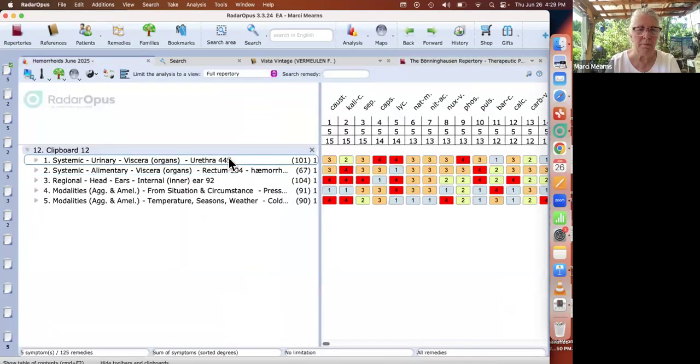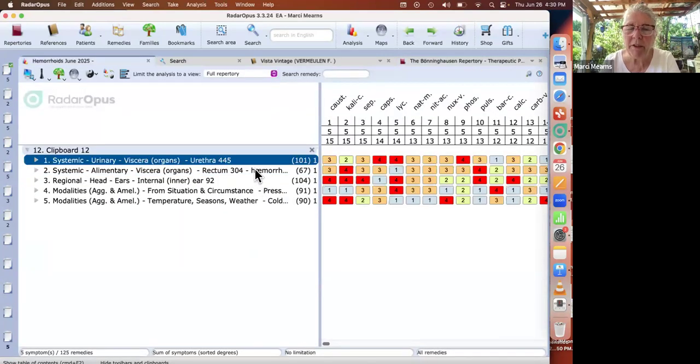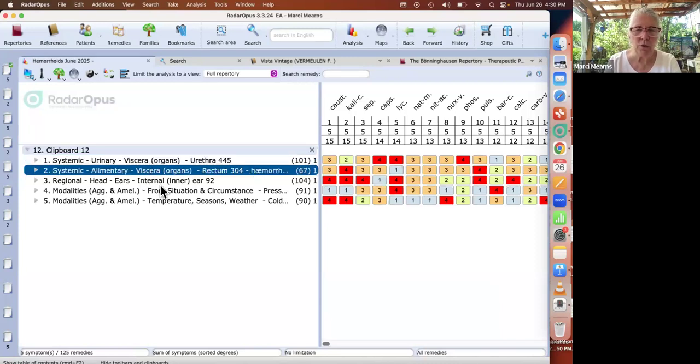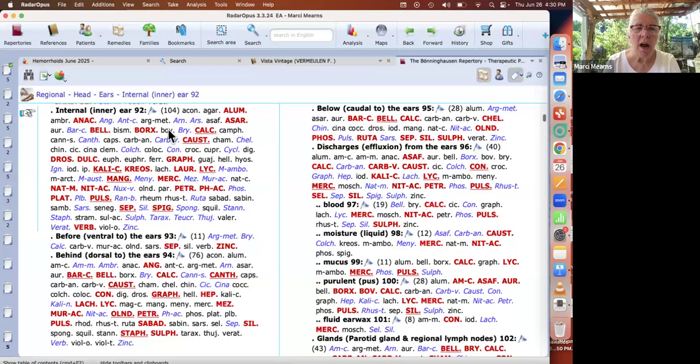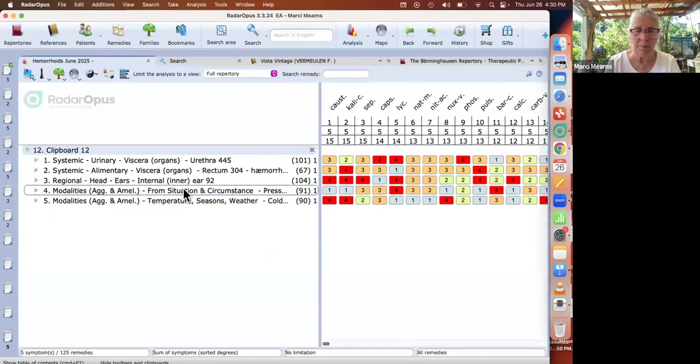All right, so we have the urethra covered. We have the rectum covered. Again, these are all from Boenninghausen's Therapeutic Pocketbook. Internal ear, okay? This is where I was trying to cover the business with her eustachian tubes tightening. I wanted to make sure that whatever remedy at the end of the day has an affinity for the inner ear. And indeed, there's our Nux vomica in a grade 2, as we would expect, right?